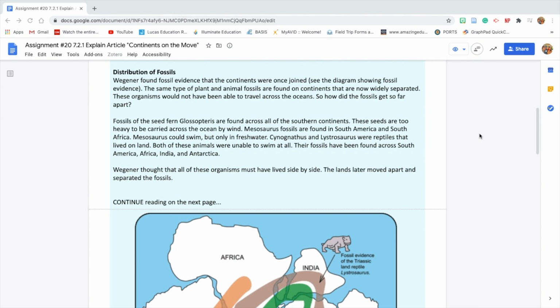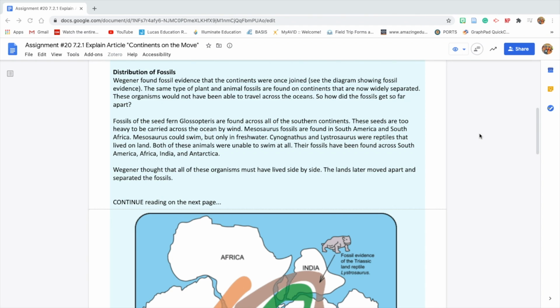The same type of plant and animal fossils are found on continents that are now widely separated. These organisms would not have been able to travel across the oceans. So how did the fossils get so far apart? Fossils of the seed fern Glossopteris are found across all the southern continents. These seeds are too heavy to be carried across the ocean by wind.